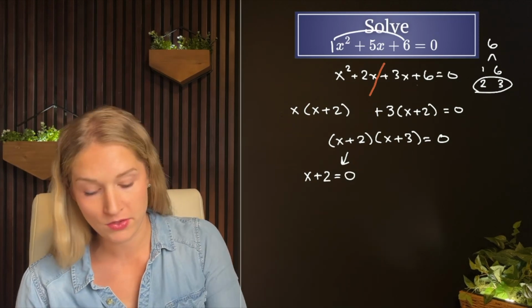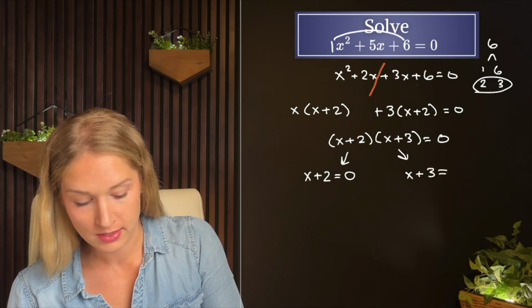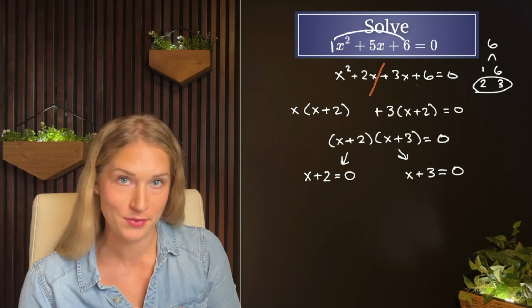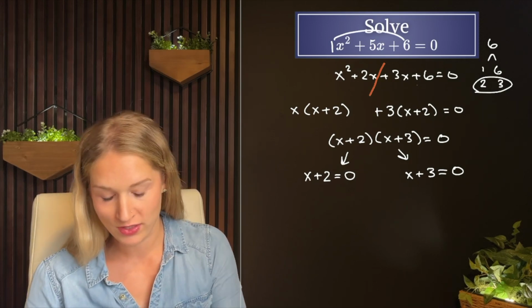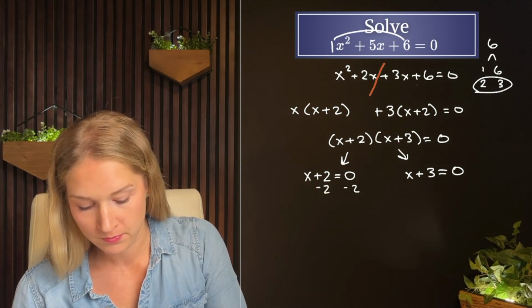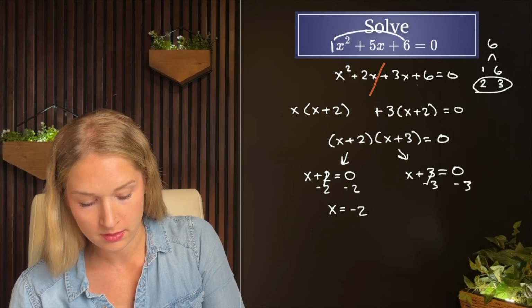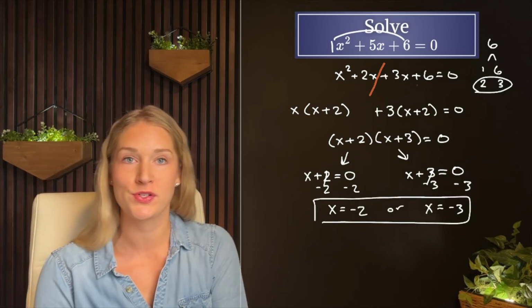And same thing goes for the x plus 3. If this x plus 3 is 0, then I don't really care what that first factor is, because when I multiply by 0, everything's going to 0 out. So I solve both of these and I'll have two different answers. Subtract 2, x is negative 2, or x is negative 3. So either of these solutions will work for your original quadratic.